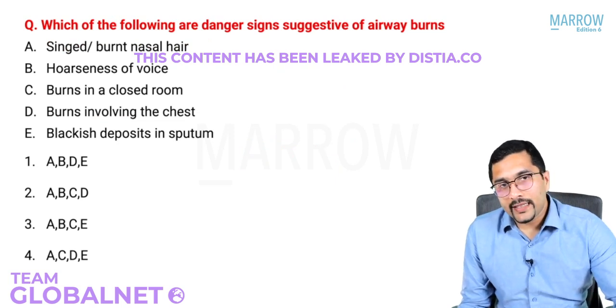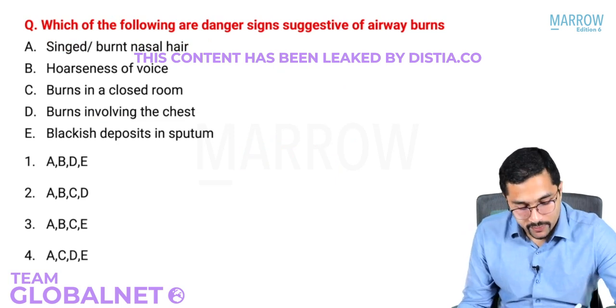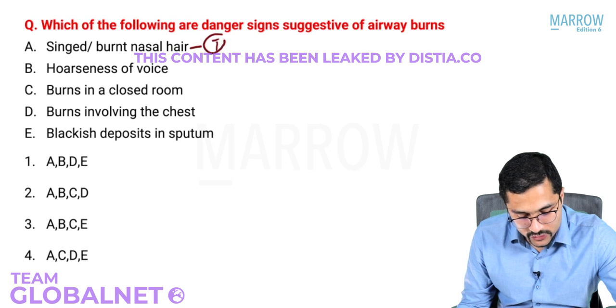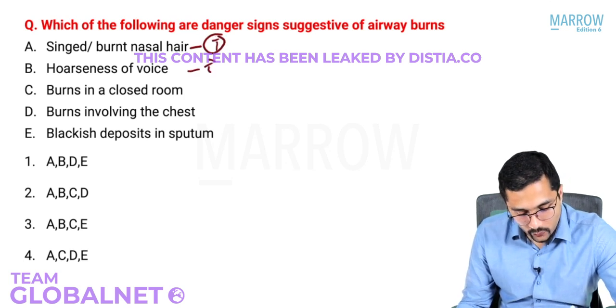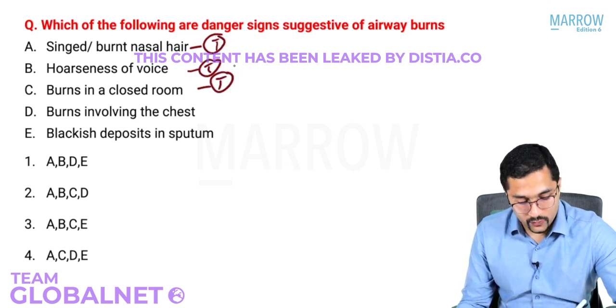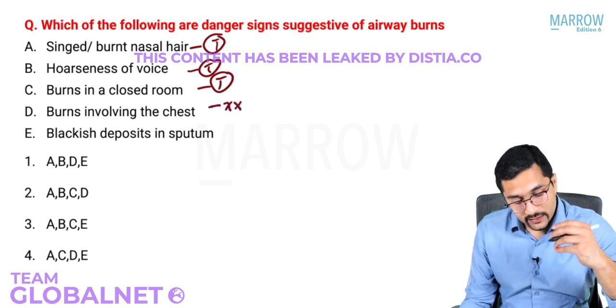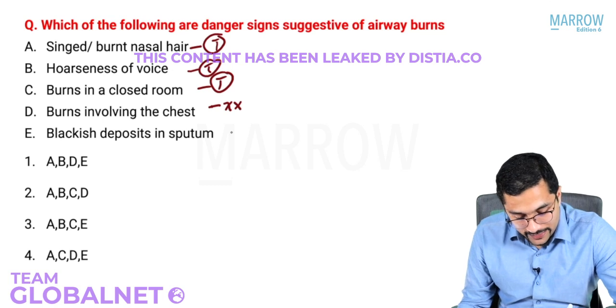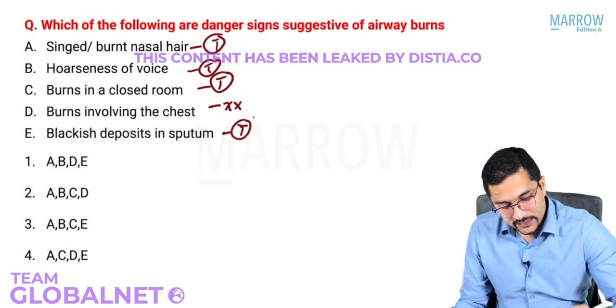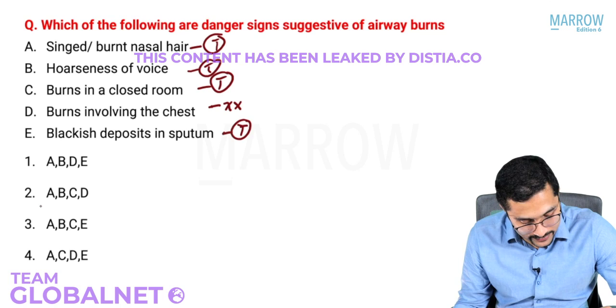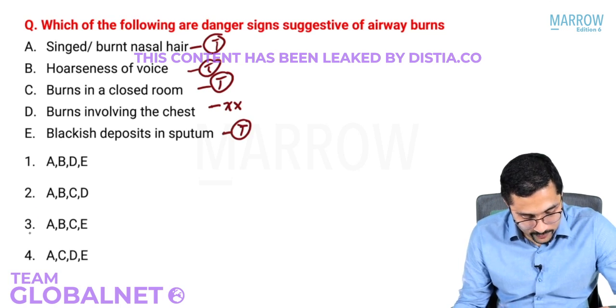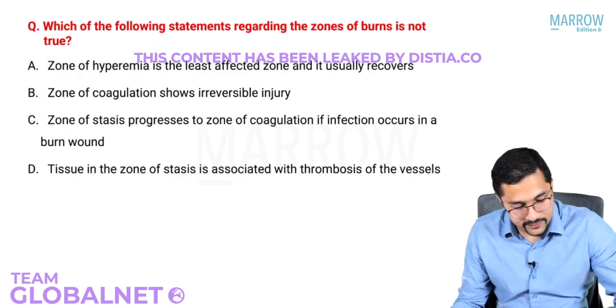Which of the following are danger signs suggestive of airway burns? I told you burnt or singed nasal hair, hoarseness of voice, burns in a closed room, burns involving chest, no, face and neck, yes. Blackish deposits in sputum, yes. So A, B, C and E is the correct answer.